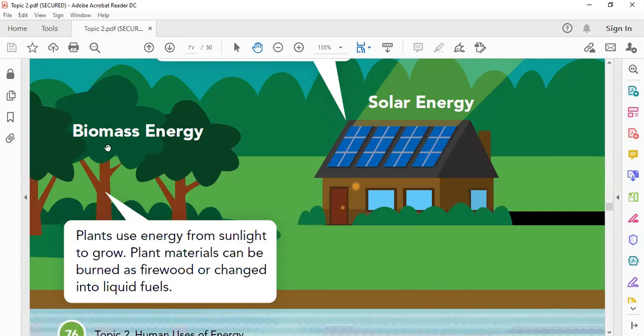Okay. So we can use plants or the wood from plants as an energy source. It is called biomass. Bio means living things. Right.